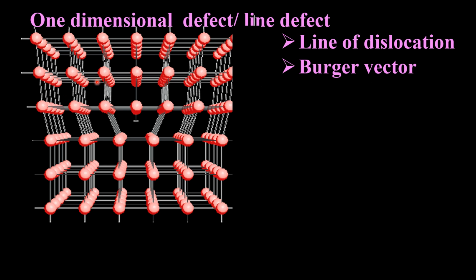Burgers vector, we can say that it's a small lattice translation. Here it is a small vector which tells us the magnitude and the direction of this lattice distortion due to this dislocation. We can denote it by a small letter b, and it can be drawn from this plane to this plane, or either from here to here.